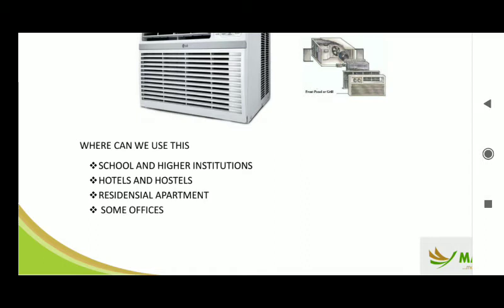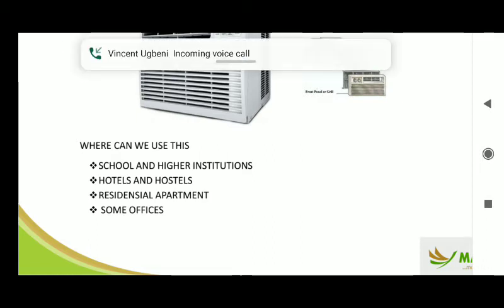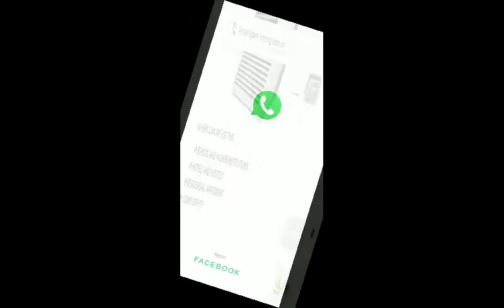And don't forget, this unit always comes with what they call R22. R22 is one of the refrigerants used today. Because of its devastating effect on the environment, it is no longer in production.